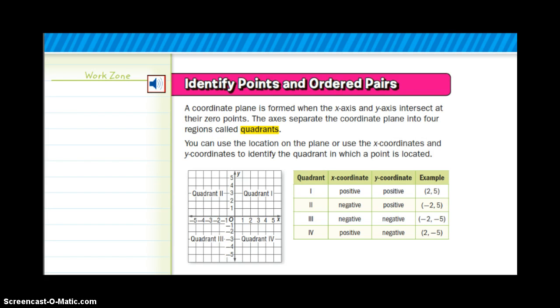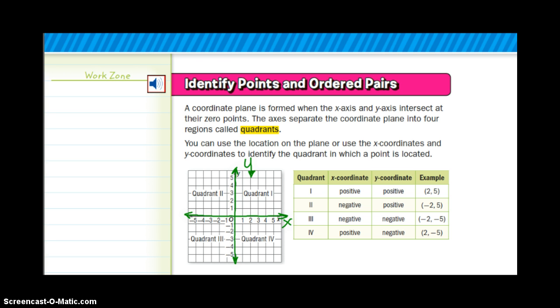So now we're on page 396 and we need to identify ordered pairs in the coordinate plane. So the first thing I'd like to talk about is the x and the y axis. The y axis is vertical. Notice when I make a y, I can make his tail go up and down. That will help you remember that the y axis is vertical. The x-axis is horizontal.